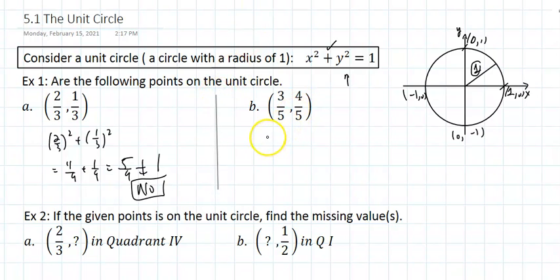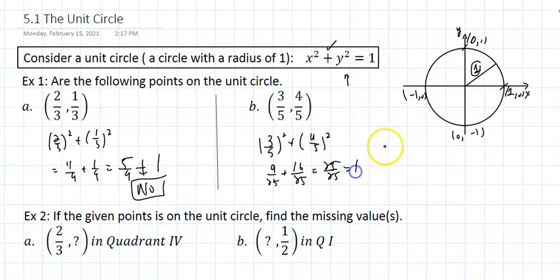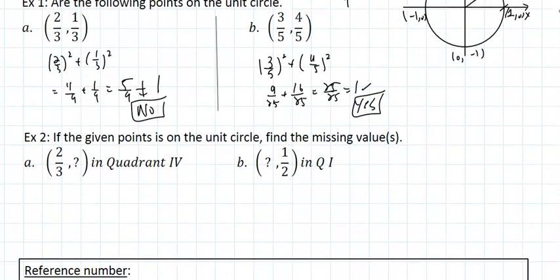If I take point B and I check, what is 3/5 squared plus 4/5 squared? That is 9/25 plus 16/25. That is 25/25, which is 1. So yes. That's how you check if a point is on a unit circle or not.